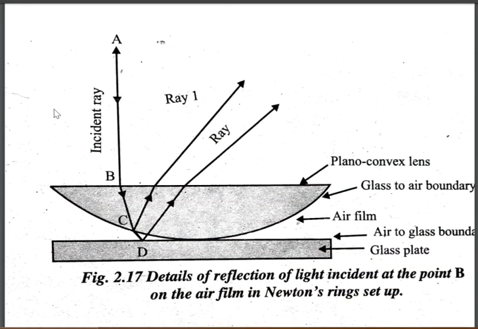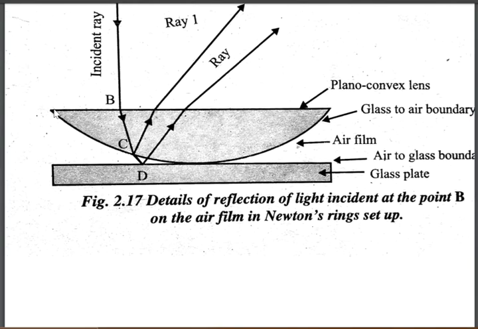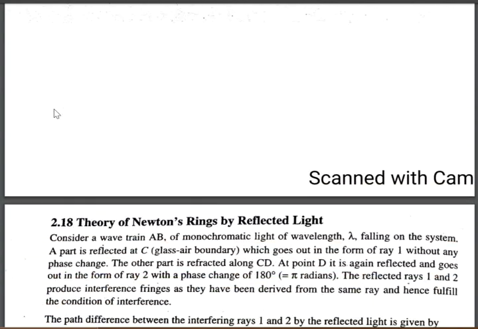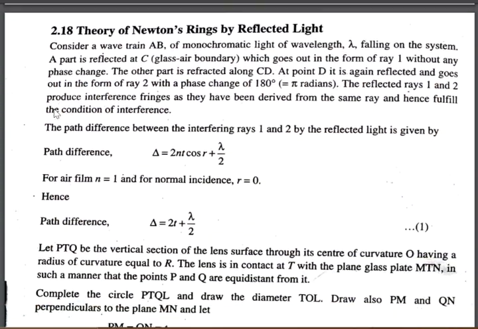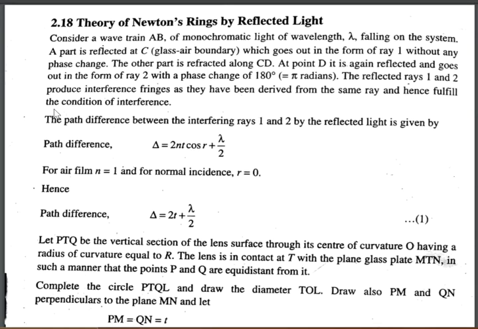This is about Newton's rings. The same diagram is enlarged here. Now let us come to the theory of Newton's rings by reflected light. Similarly, you can study the interference of the transmitted light also, but it is not in the syllabus. Let us discuss only the theory of Newton's rings related to the reflected beam.